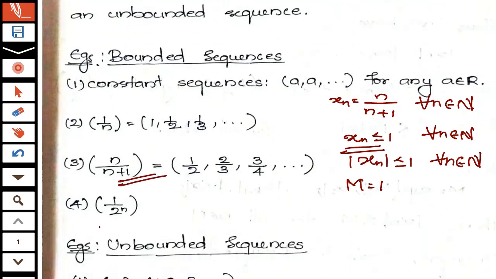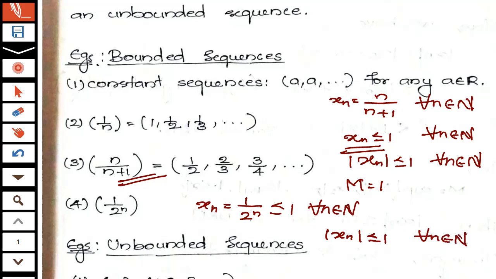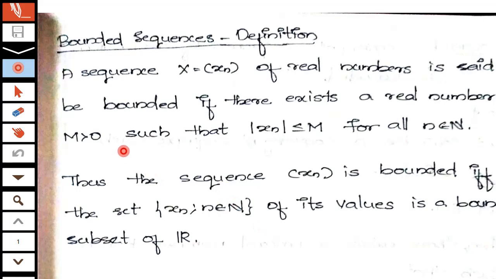Now, consider the fourth example, the sequence 1/2^n. Here xn is equal to 1/2^n. So clearly this is less than or equal to 1 for all n belongs to N. The same as the third example, we can write |xn| less than or equal to 1 for all n belongs to N. So we can choose M equal to 1 or any number greater than 1. So this sequence is also bounded. So that's the bounded sequence.